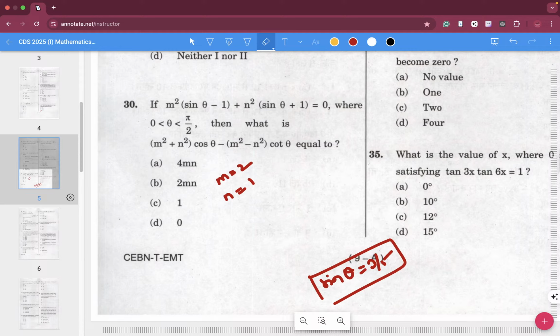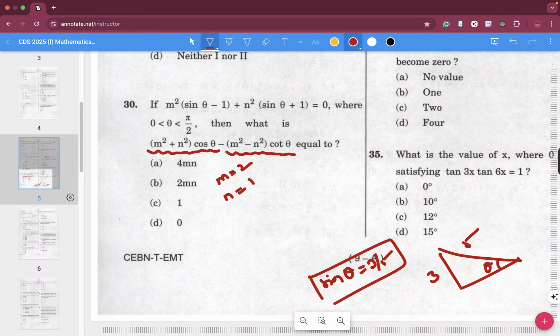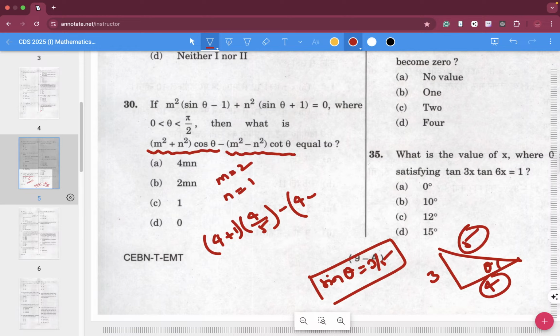So now you have m square plus n square into cos theta, and m square minus n square into cot theta. Sin theta is opposite by hypotenuse, so this triangle will be 3, 4, 5. So m square plus n square into cos theta, where cos theta is 4 by 5, minus m square minus n square into cot theta. Cot theta is adjacent by opposite, which means 4 by 3. So the 5s cancel, the 3s cancel, and 4 minus 4 gives you 0.